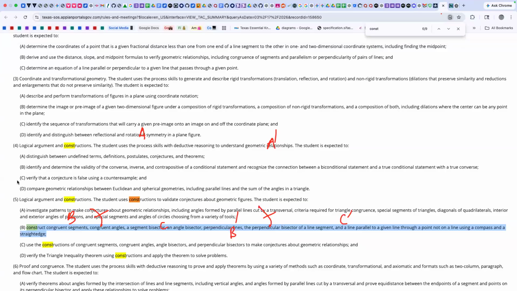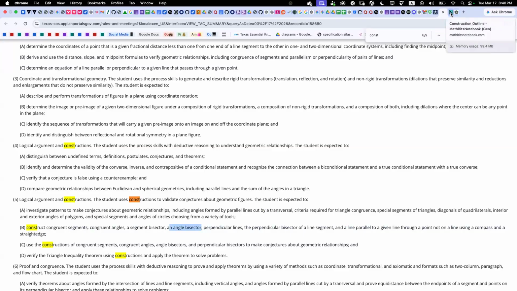Now coming back, see, construct congruent segments, congruent angles. Then they want a segment bisector, angle bisector, right? Can I go ahead and show? If you want to draw, go to that math pad. If you're not able to draw, just stop me, share the screen, I'll help you. Make sense?